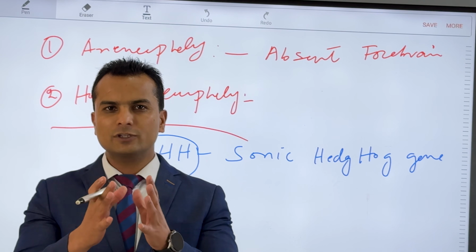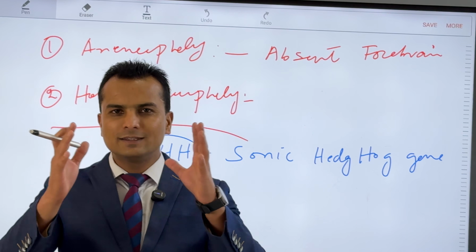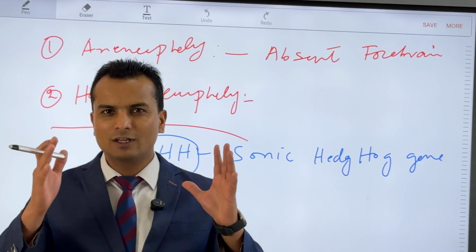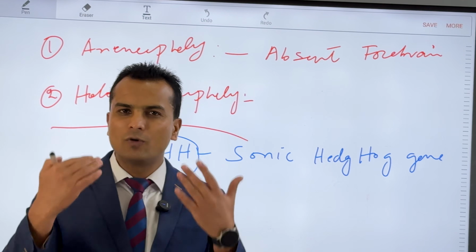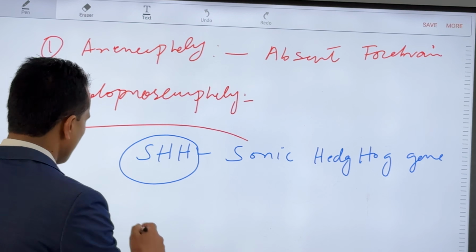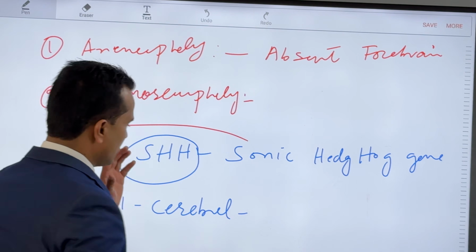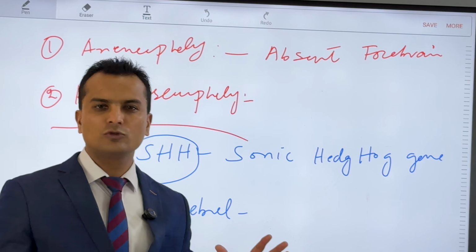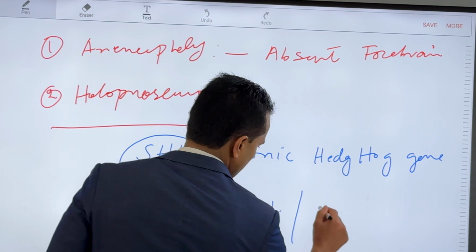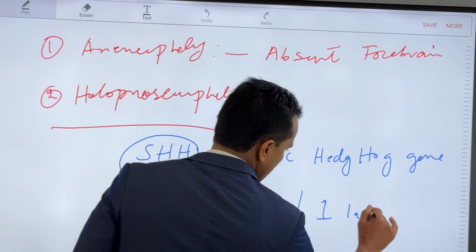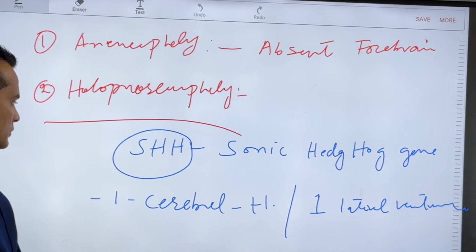There is no formation of right and left hemispheres. So there is a lack of separation of the cerebral hemispheres, and you have only one hemisphere. One hemisphere means you have one lateral ventricle. So SHH gene mutation gives you a single cerebral hemisphere and a single lateral ventricle. This type of defect is called holoprosencephaly.